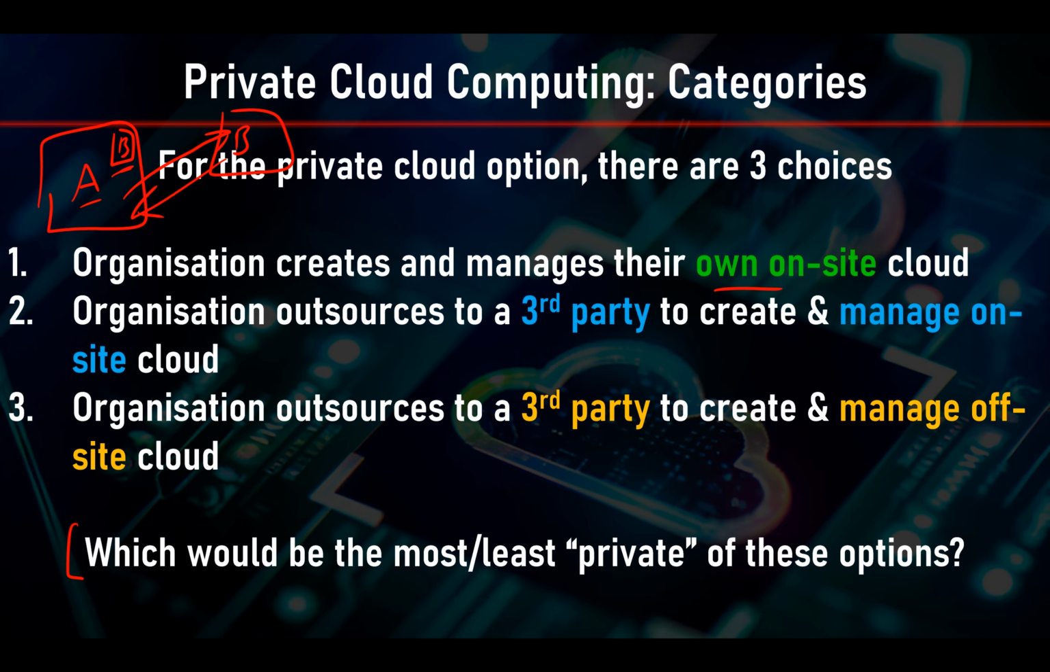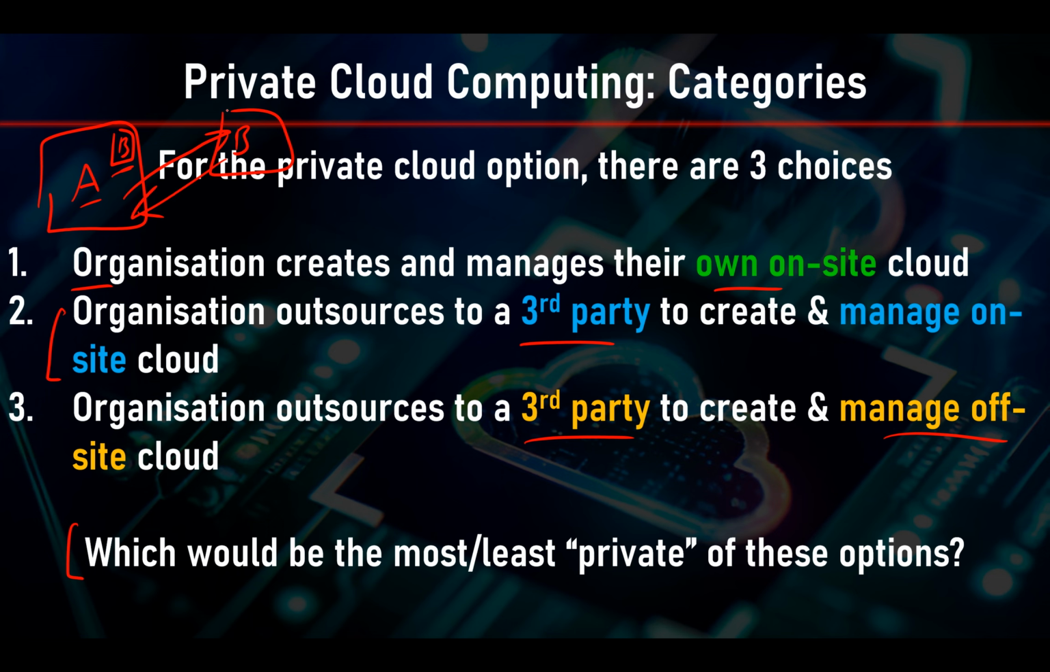It seems I clicked it already, showing the answers. Hopefully it's quite obvious though. One is going to be the most private. The organisation is creating and managing it themselves. Two, they're keeping it on site, so that's going to be private, but they're outsourcing the setup and maintenance to a third party, so slightly less private. Then this one, they're outsourcing the setup and maintenance to a third party, and it's also being managed off-site. So obviously this is the least private of all of them.